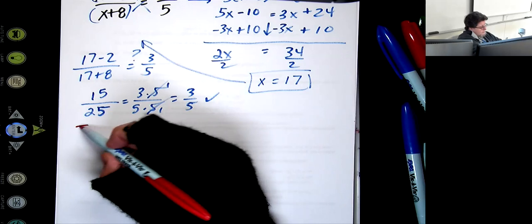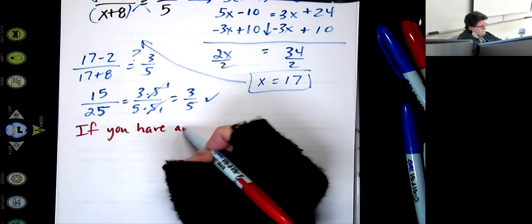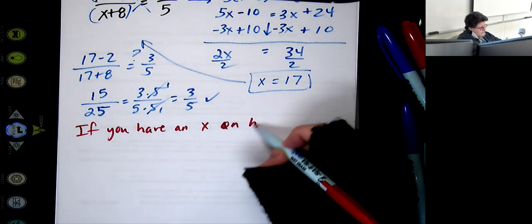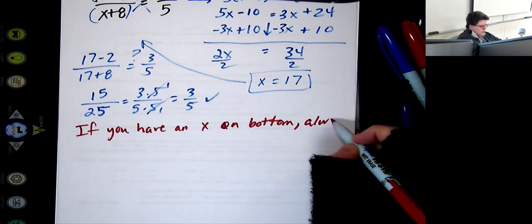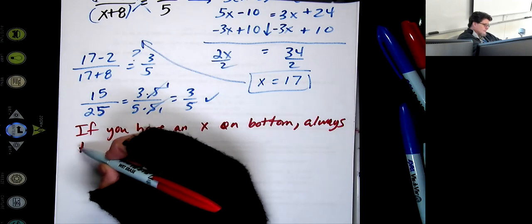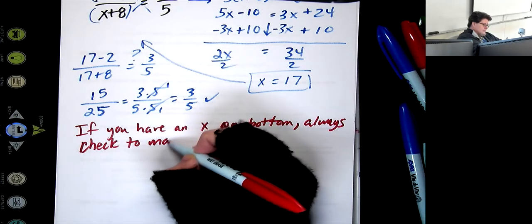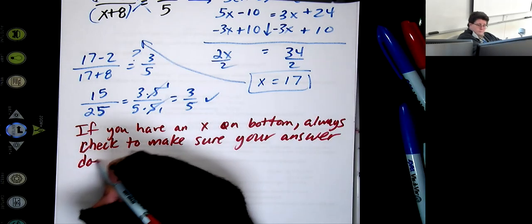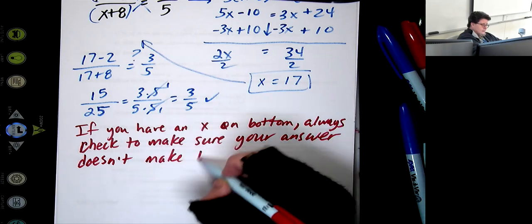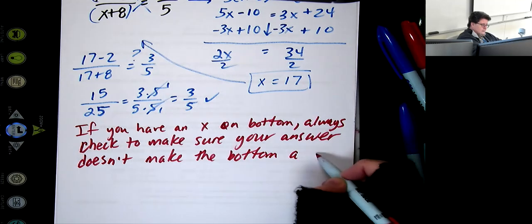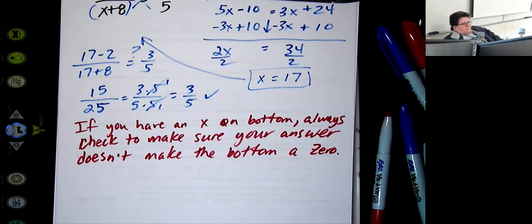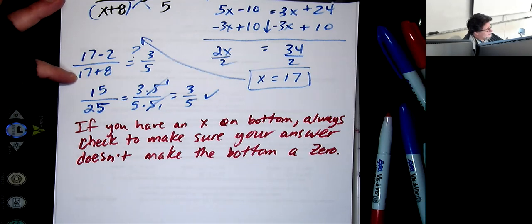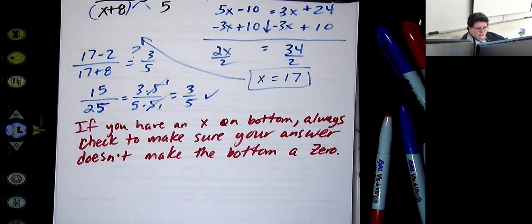If you have an x on the bottom, always check to make sure your answer doesn't make the bottom zero. And by checking our work here, we actually did. The bottom here was 17 plus 8, which is 25. That's definitely not zero. So we didn't break the system.